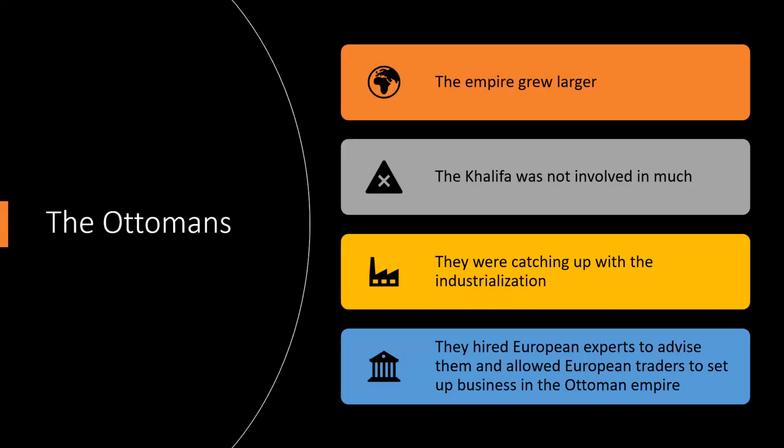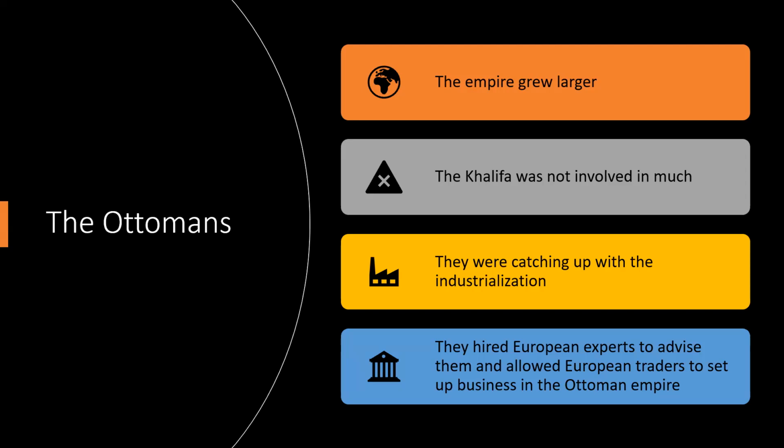So the Ottomans. Ruling a large empire such as the Ottoman Empire takes a lot of money, and the government wanted to keep up with the products produced by Europe during their industrial revolution. They started to hire experts from Europe to advise them, and allowed European traders to set up business in the Ottoman Empire. SubhanAllah, and you have to understand that the empire grew larger. The Khalifa was not involved in much, and they were catching up with the industrialization.